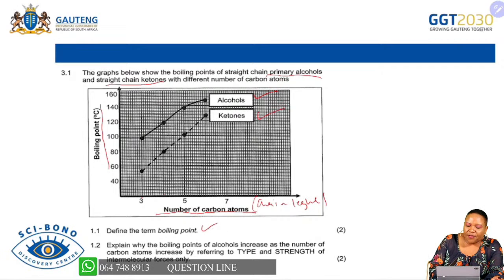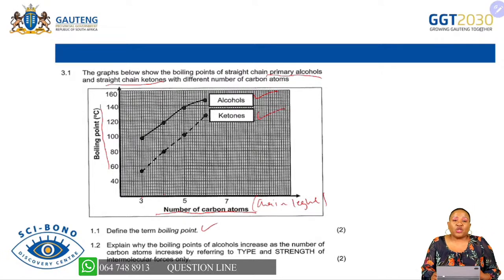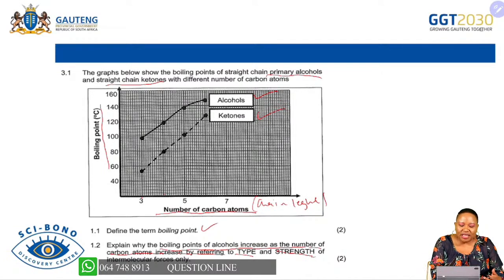Now, the first thing is to define a boiling point, which is something that we all need to be able to do at this point in time. Explain why the boiling point of alcohol increases as the number of carbon atoms increases, by referring to the type and the strength of the intermolecular forces. Already they are telling us that the boiling point of alcohols is increasing. We can see that the graph is increasing: 3 is here, 4 is here, 5 is here, 6 is here.